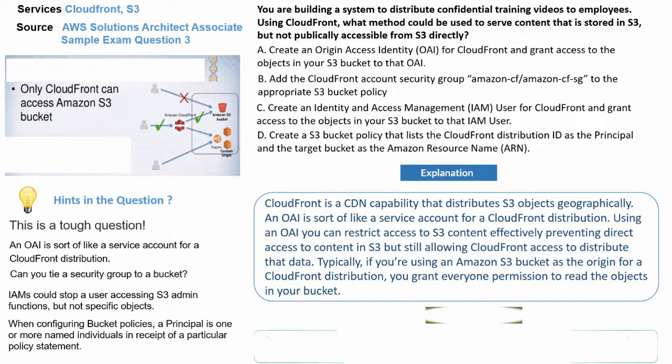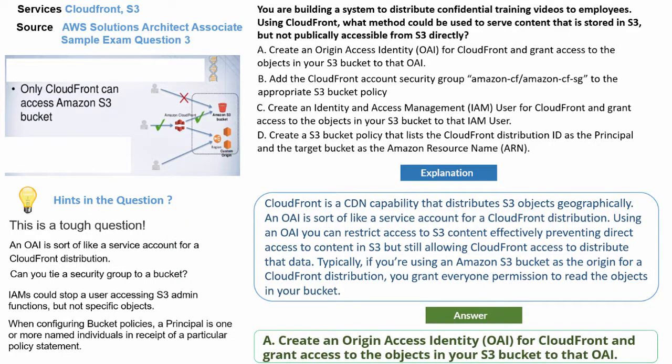So after a process of elimination and a little bit of reading of the AWS documentation, we come up with the answer that is A, create an origin access identity for CloudFront and grant access to the objects in your S3 bucket to that OAI. If you're going to sit for the Solutions Architect Associate exam, you definitely need to know CloudFront and how it works. Hopefully this has been a good explanation of how you can use CloudFront to serve content that is stored in S3.